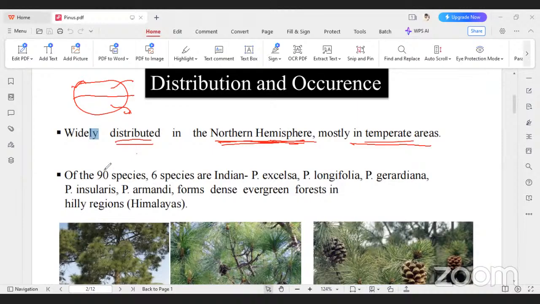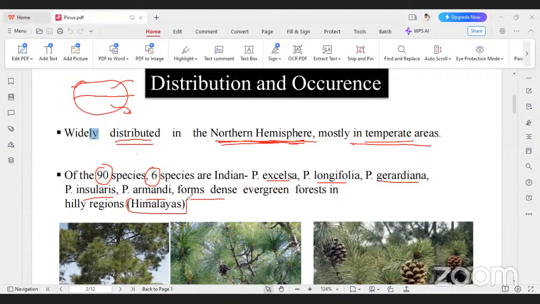In Pinus, there are 90 species worldwide, and six Indian species are recognized. But in India, Pinus excelsa, Pinus longifolia. This is important for short answers: write about the Pinus Indian species. So just write the six species: excelsa, longifolia, gerardiana, insularis, armandi. So these are the Indian species. As I said, they are mainly found in the Himalaya region.